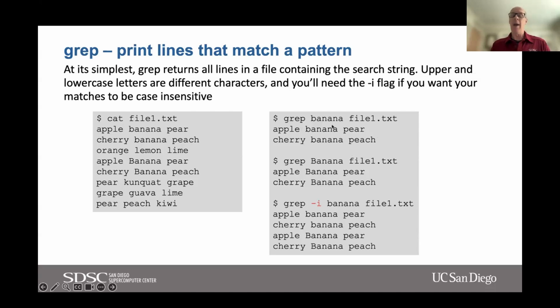So if I do grep small b banana file1.txt, I'm going to list out to standard output all of those lines that contain banana with a lowercase b. Similarly, if I do grep banana with an uppercase b, I get only the lines where banana has an uppercase b. And if I do -i, then I will get both options, banana with the lowercase b and the uppercase b.